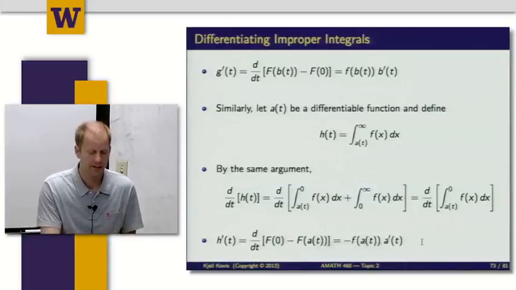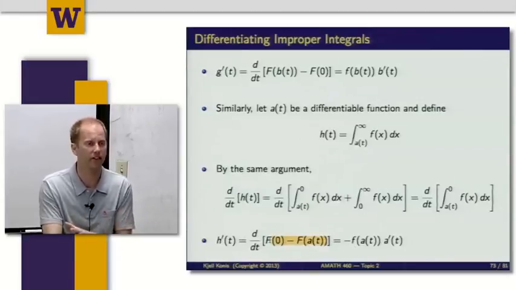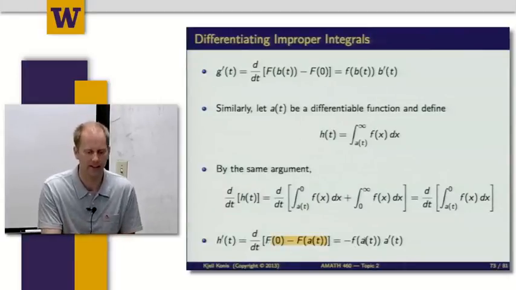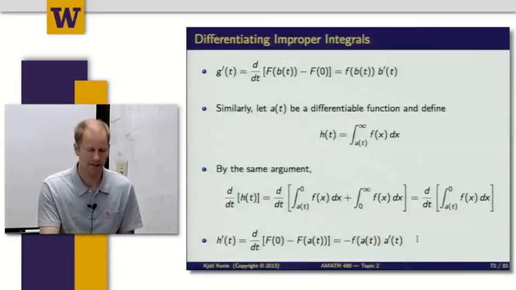And so the only difference we're going to see is that when I do this part of the fundamental theorem of calculus, my function a of t is on the negative side. So I get the same answer as I got for the upper limit being the function, except now it's just going to be minus f of a of t times a prime of t. So now we have a very simple rule for taking the derivative of an improper integral.